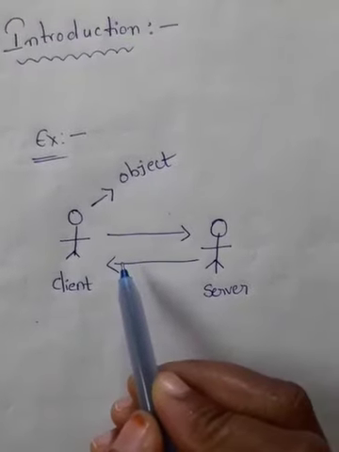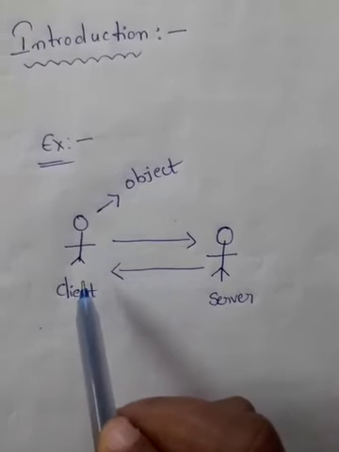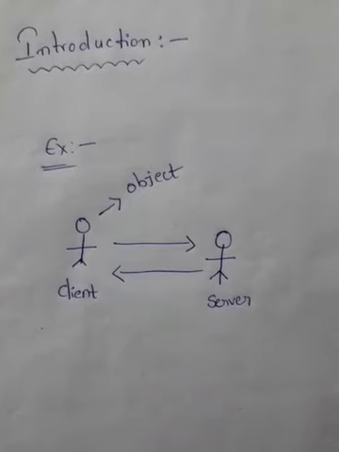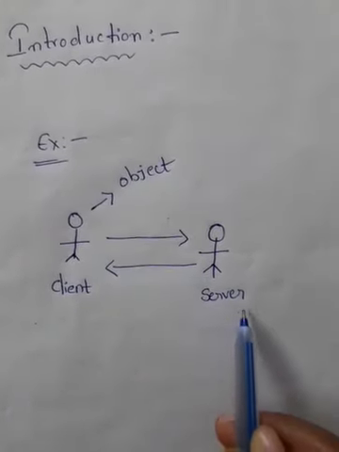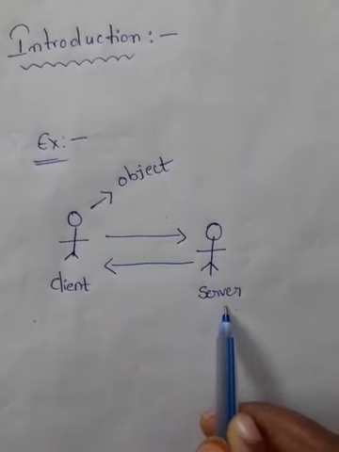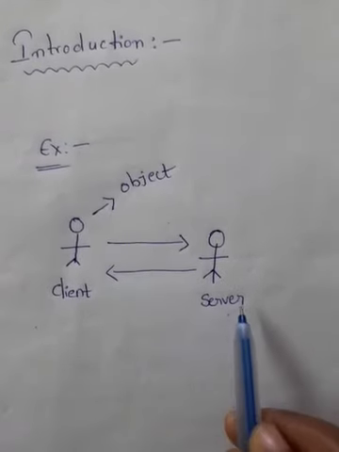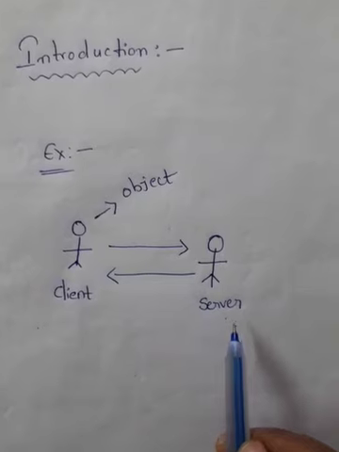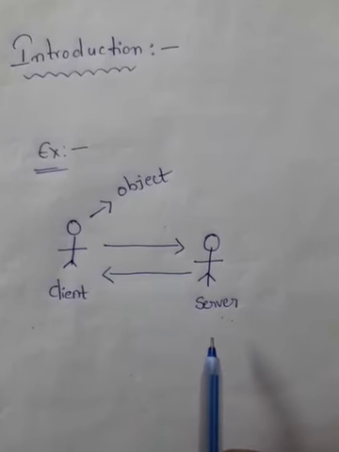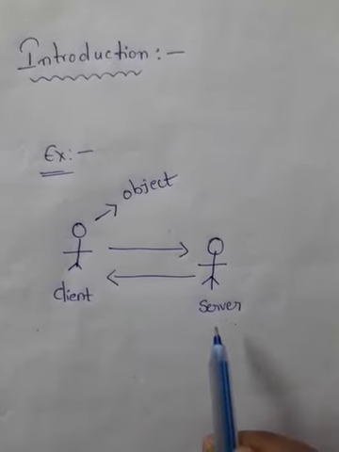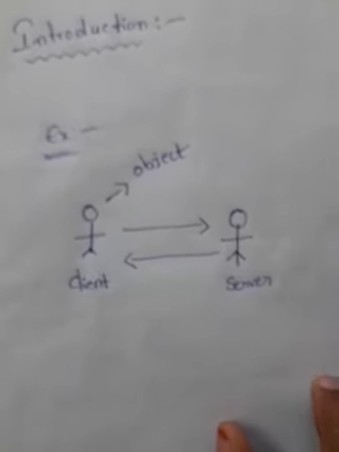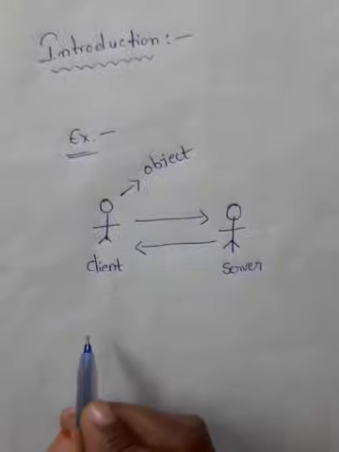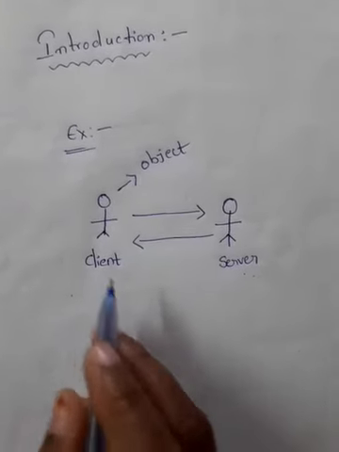Here the main thing is that a request is wrapped under an object as a command and passed to the appropriate object which can handle this command, and passes the command to the corresponding object which executes it. So this is about the introduction.